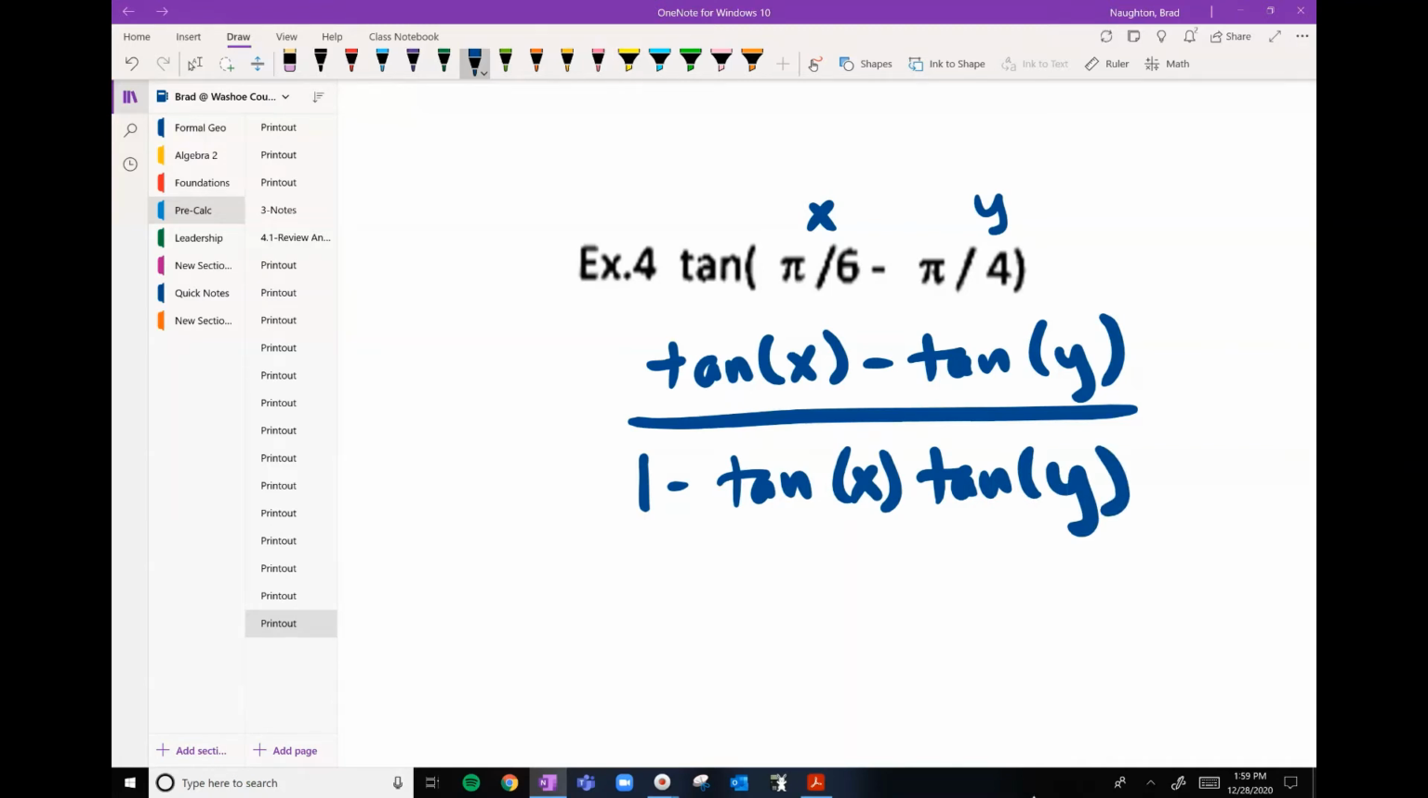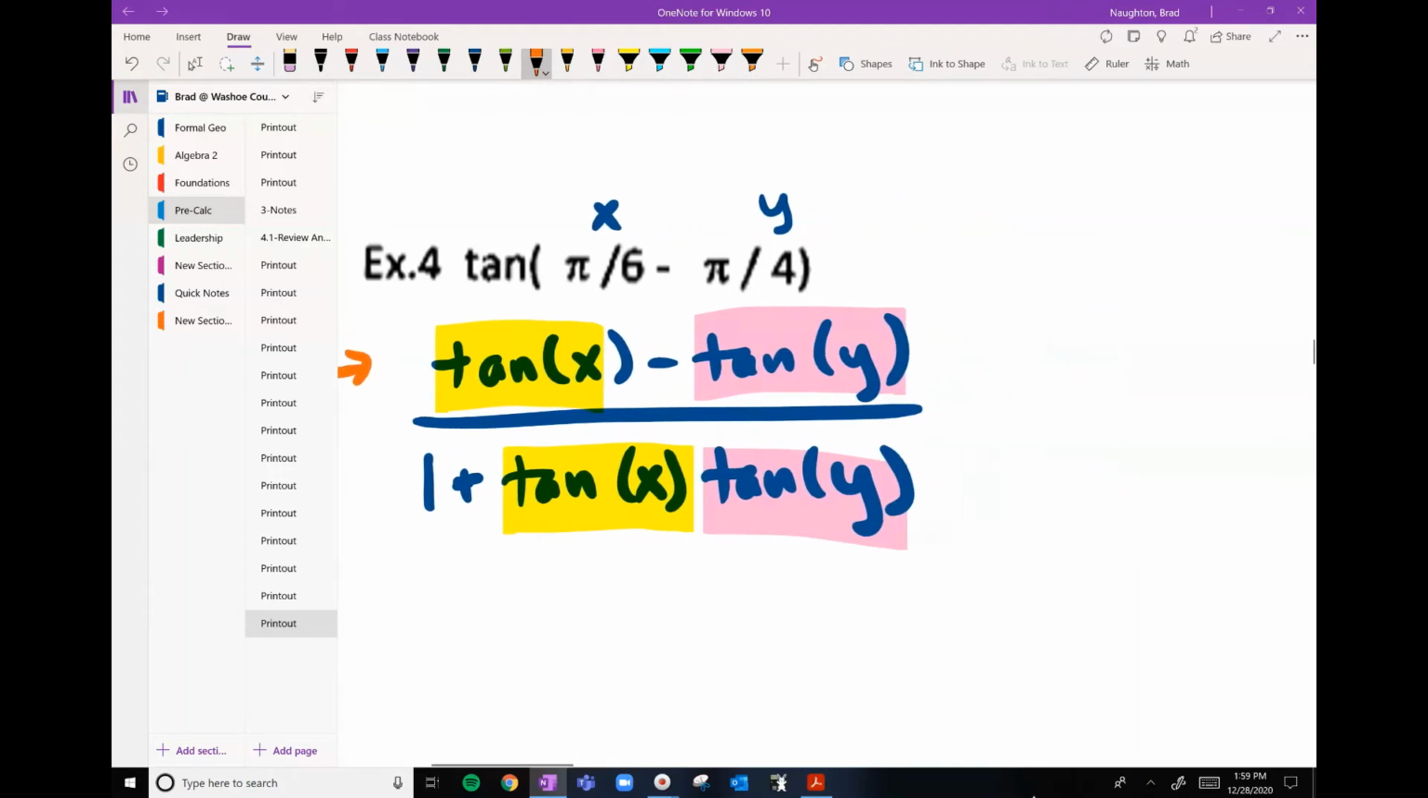All right, so again, make sure I write my rule right. The nice part is that these tan x's are going to be the exact same value, and then these tan y's are going to be the exact same value. So that's going to actually make our life a little bit easier. But all we're going to do is I'm going to worry about my top first, and then I'm going to come by and worry about my bottom.